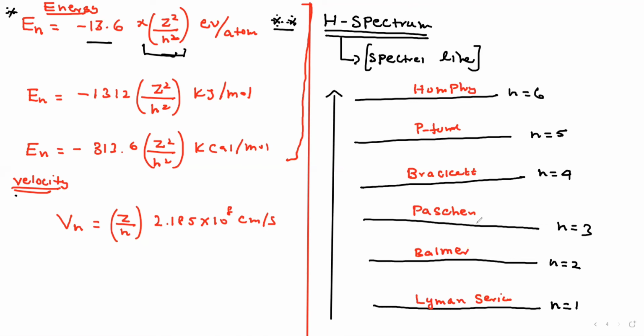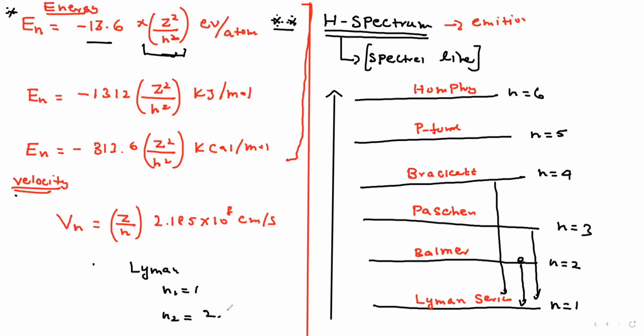Now see, this hydrogen spectrum is an emission spectrum. The electron is going to emit. What is the Lyman series? The electron goes from n2 to n1 level. This is possible, and this also, and this also. In the case of the Lyman series, n1 is always 1. What is n2? n2 can be 2, 3, 4, 5, 6.